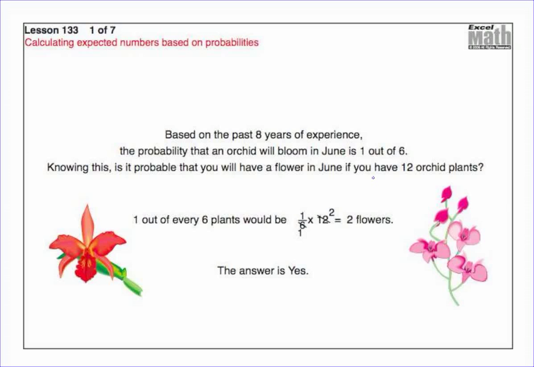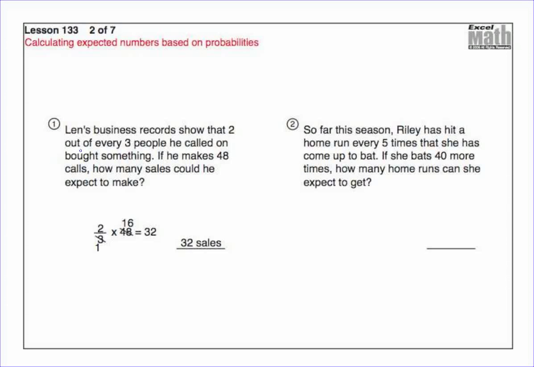Is it probable if you have 12 orchid plants? All right, so 1 out of every 6 will bloom, and so you're going to do 1/6 as your probability, because probabilities and fractions are very much alike, times 12, or 12 over 1, and these cross cancel with the 2. 12 divided by 6 is 2, 6 divided by 6 is 1, so we get 2 flowers. The answer is yes. There's a pretty good chance you'll have 2 flowers in June. Let's take a look at some more problems.